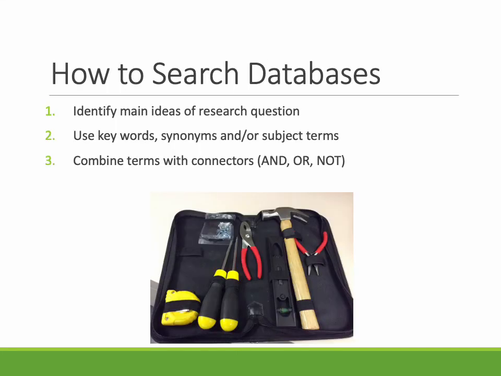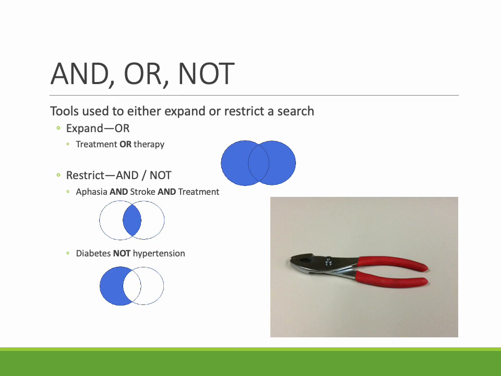Last, I got to combine all the words I came up with, using the connectors AND, OR, and sometimes NOT. So how do I use this? There are tools to help either expand or restrict our search. We use OR to help us expand our search. So I use OR between my synonyms. In my search, I came up with emergency department, emergency unit, emergency service, emergency ward. So I'm going to use OR between those words because I want PubMed to pull in any article it finds that has any of those words.